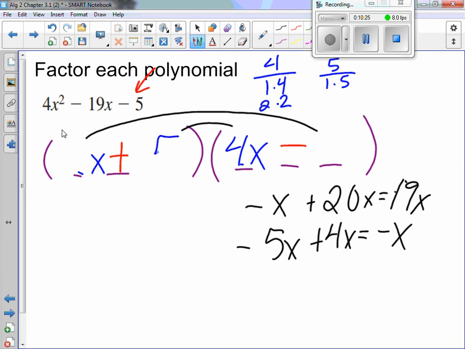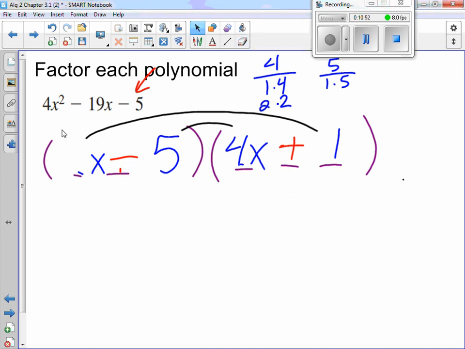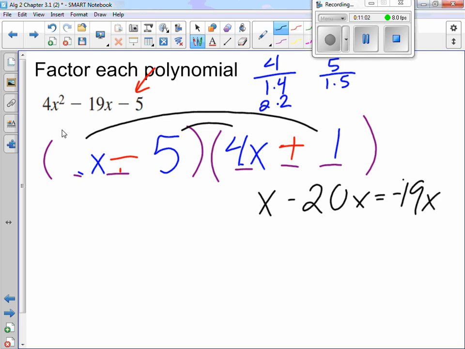So we wouldn't change, I'm going to change the sign. Because really what we need to do is if we get the correct middle term but the wrong sign, we need to change the signs. Because when we change the signs, x times positive 1 is just x. Negative 5 times positive 4x is going to be negative 20x, which will give us our negative 19x.